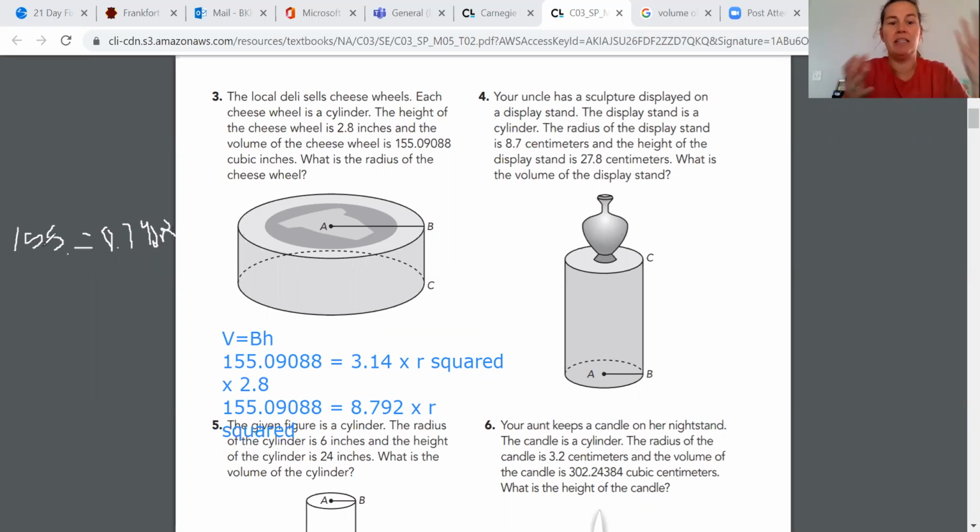So I'm going to divide to try to isolate the r squared. I'm going to take my 155.09088 divided by 8.792. And I get 17.64 equals r squared.